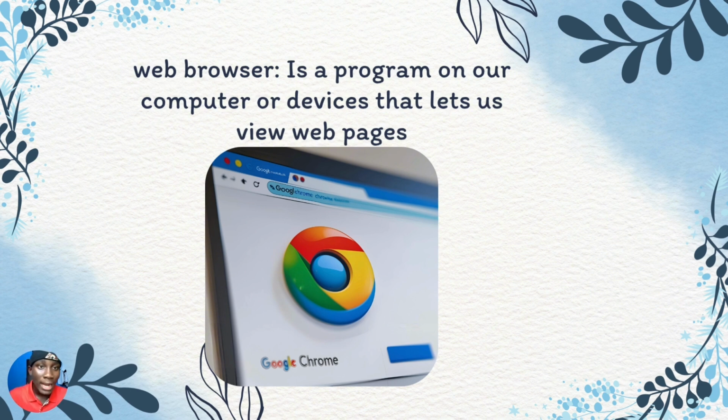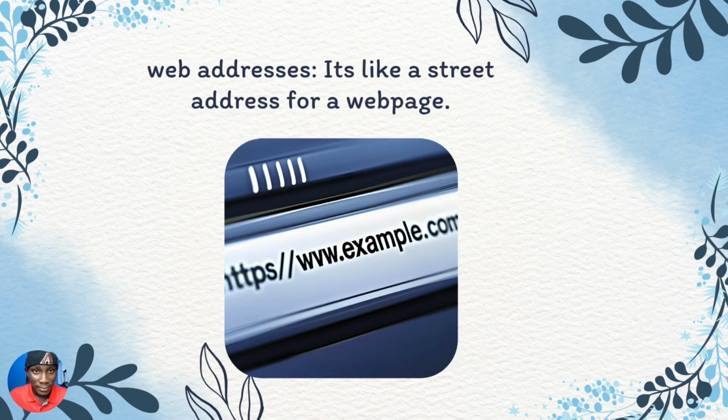So how can we access these websites? Now we move to web addresses. It's like a street address for a web page. Every web address has a unique uniform resource locator, which is a URL. Every web page has that, which we call a link. This image is an example of a URL.